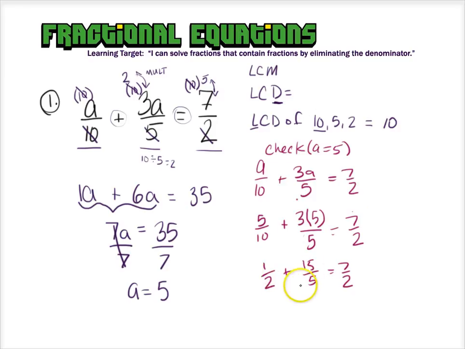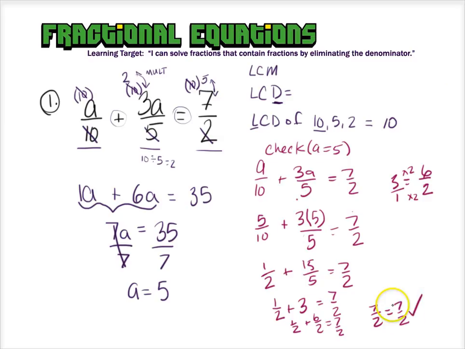And then 15 over 5 reduces just to 3, but you see 3 is not really the form we wanted. If we want this side to be 7 over 2, we've got to get this to be over 2 as well. So off to the side, 3 is the same as what over 2? Well, this is 3 over 1, so I multiply this by 2, and you get 6 over 2. So this is 1/2 plus 6 halves equals 7 halves. And that comes out nicely. Sorry to squish it in here. So 7 halves equals 7 halves. And it works.